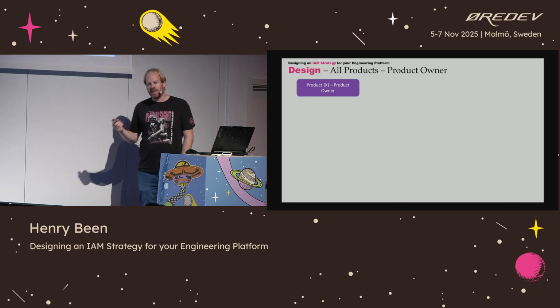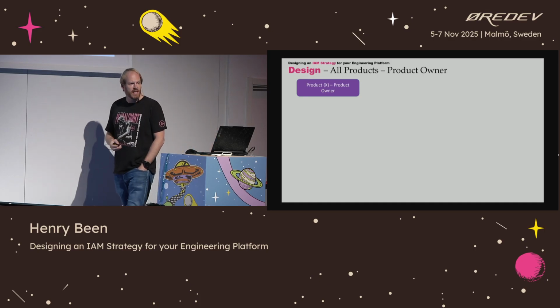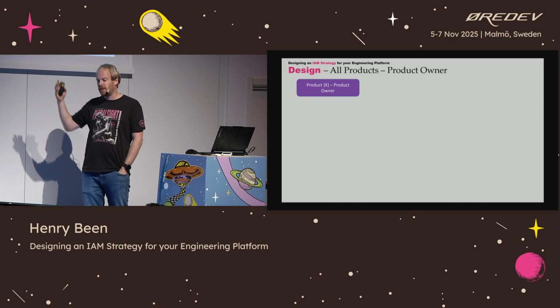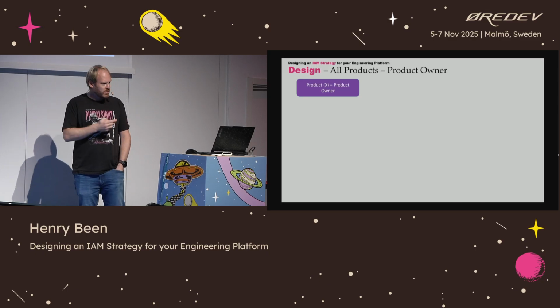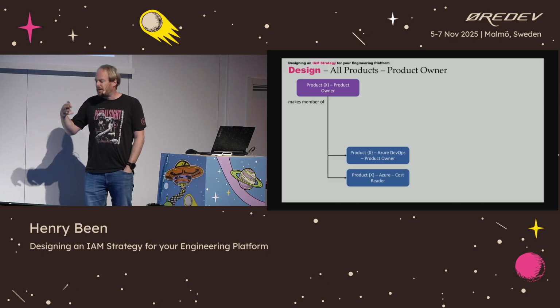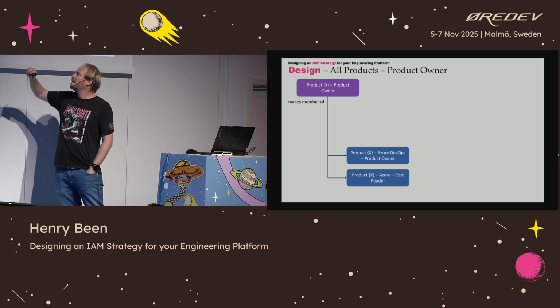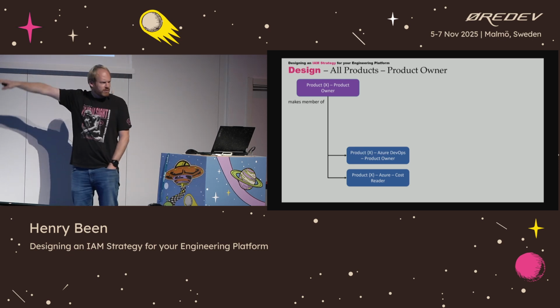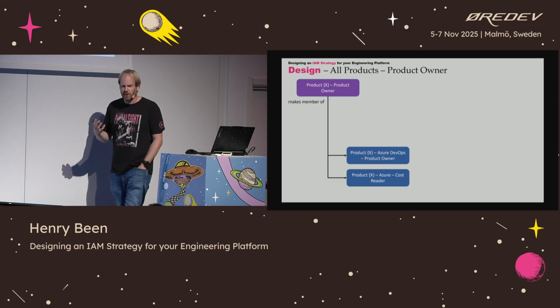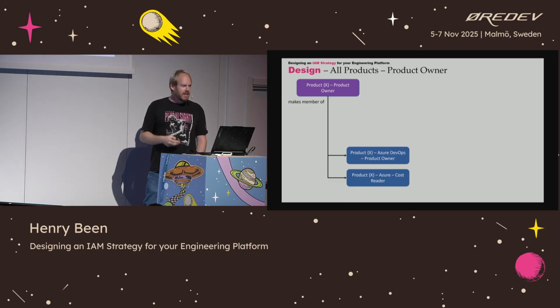And we can start expanding on this pattern. For example, we can create an access package, product X, and then product owner. So the role product owner on that product. If you get that access package, you become a member of a group Azure DevOps product owner and a group Azure Cost Reader. For some reason, POs always want to know what stuff costs. And the best way for them to get that information is to teach them how to find it themselves and then give them the permissions to do so.